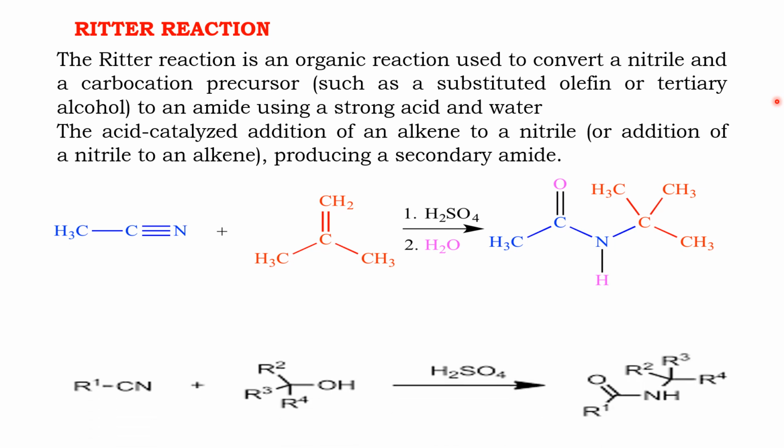Instead of an alkene, we could use an alcohol. See, here it is a tertiary alcohol, which reacts with a cyanide or nitrile in the presence of acid, so that we end up with an amide, C double bond O, NH. This is called an amide. This reaction is called the Ritter reaction. Take down.